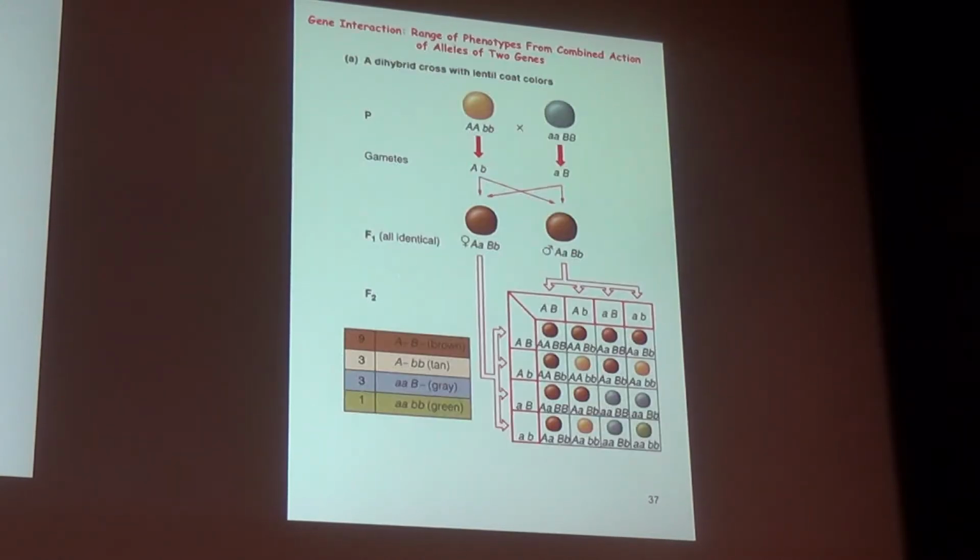All right. So now we're going to look at a ratio that changes the phenotypes, but the ratio still stays 9:3:3:1.